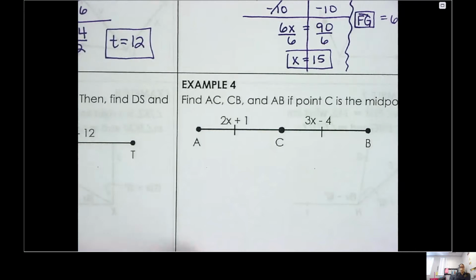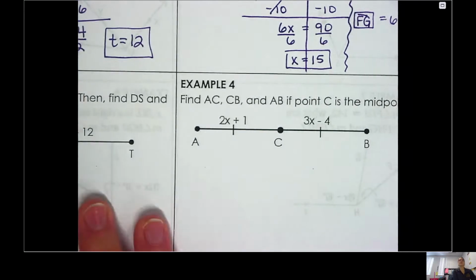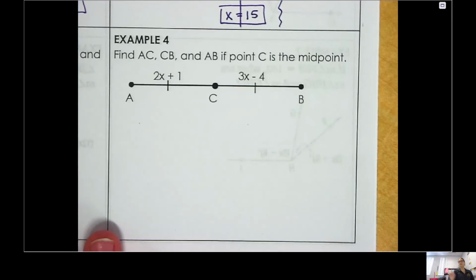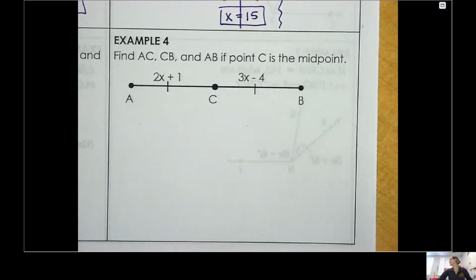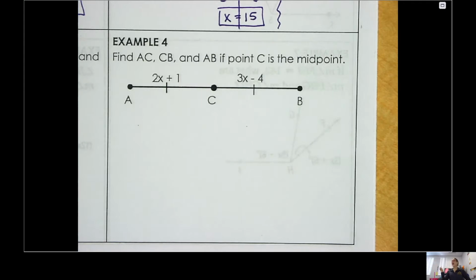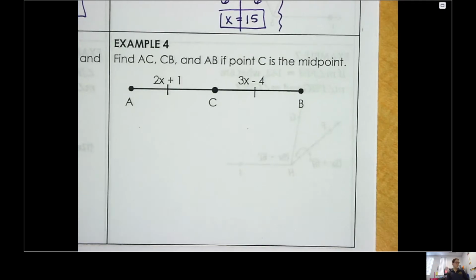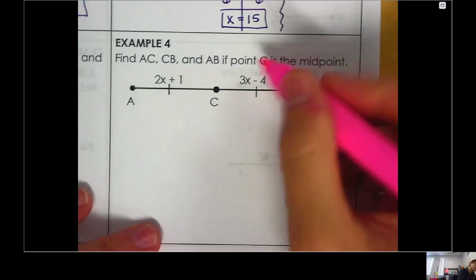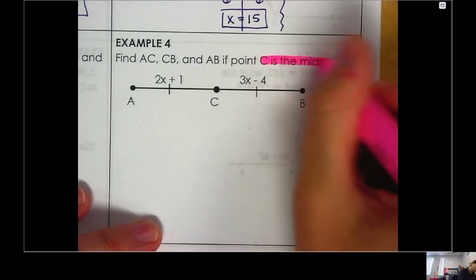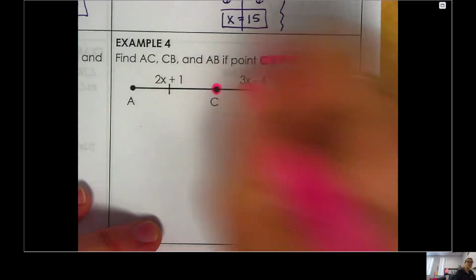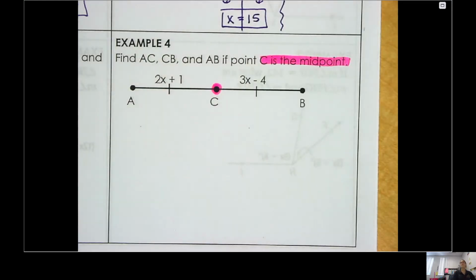Now, example 4 is a little bit different than the last 2 we just did. Who can tell me what looks a little different about this problem? Yes, there's a what? What's in the middle? Ah, beautiful. This point C says C is the midpoint. That is like the most important thing you're ever going to read right there, at least in this problem. C is the midpoint.